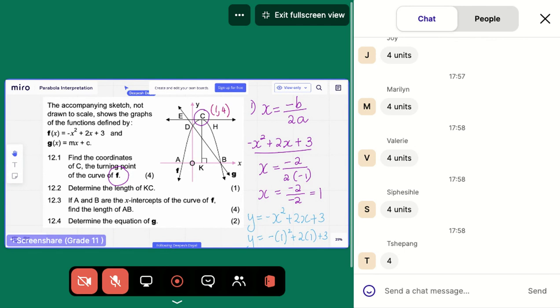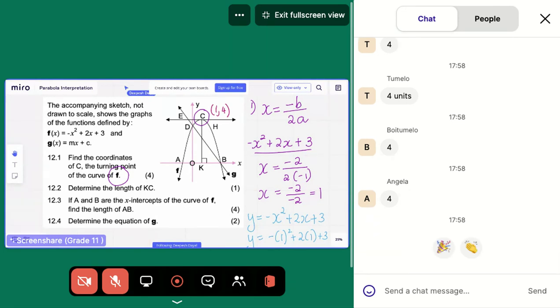Okay. You're all saying 4 units. Yay, well done. It is indeed 4 units. Well done. It is 4 units, right? 4 units because it's the y value of the turning point. So KC is 4 units, right?